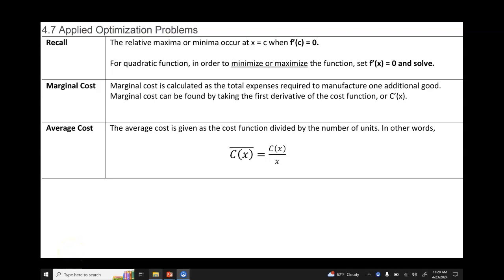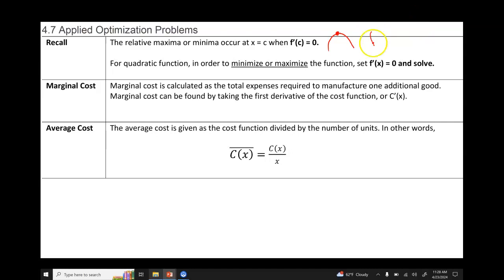In section 4.7, we are going to talk about optimization problems. Optimizing is when we either maximize or minimize something. So recall that the relative maxima or minima occur at x equals c when f prime of c is equal to 0. So to find the relative max or the relative min, we need to find the first derivative and set it equal to 0.